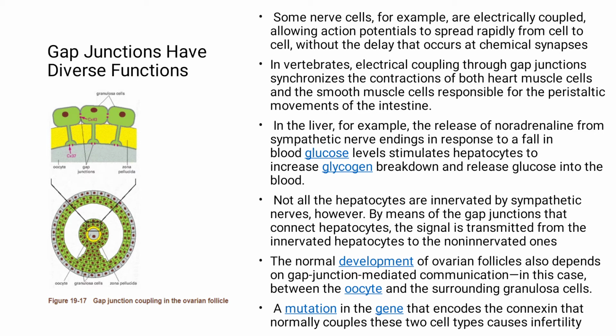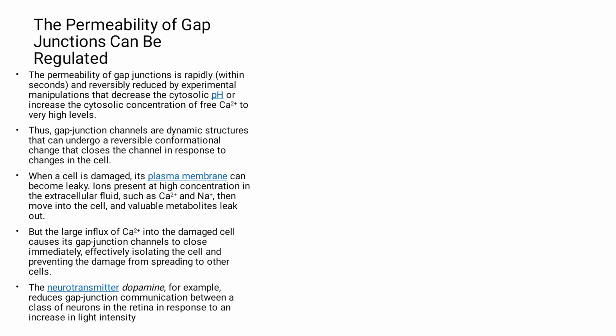Cell coupling via gap junctions also seems to be important in embryogenesis. The permeability of gap junctions can be regulated. Like conventional ion channels, individual gap junction channels do not remain continuously open. Instead, they flip between open and closed states.